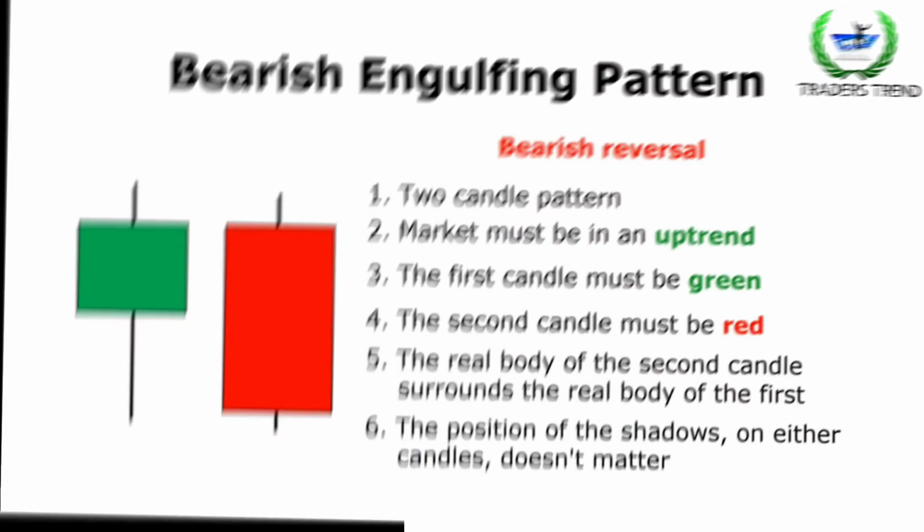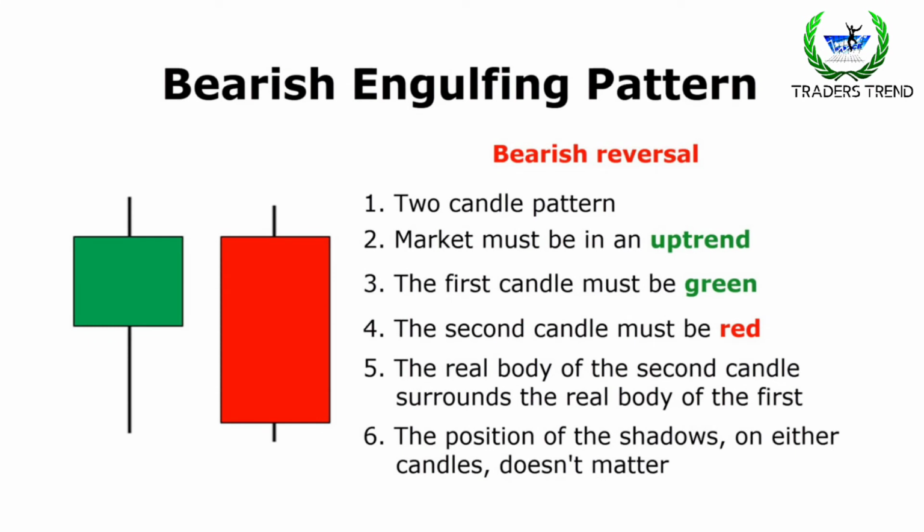And the next one is the bearish engulfing pattern, a bearish reversal pattern. It is a 2 candle pattern. The market must be in an uptrend. The first candle must be green. The second candle must be red. The real body of the second candle surrounds the real body of the first. The position of the shadow on either candle does not matter. The first candle is very small compared to the second candle. The second candle covers the first candle and is bigger than it.